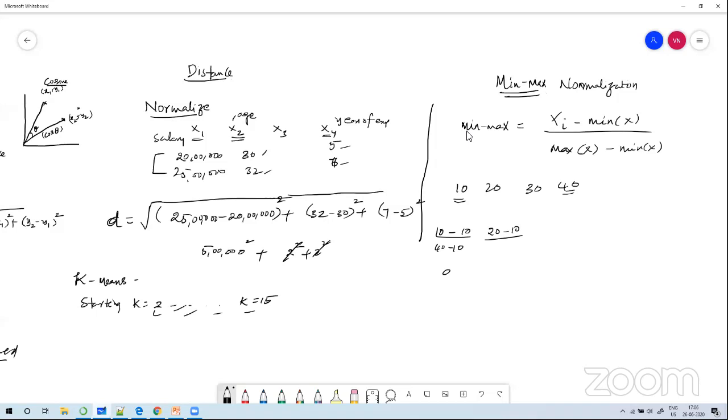For 20, it is 20 minus 10 divided by 40 minus 10, so that's 10 divided by 30. For 30, it is 30 minus 10 divided by 40 minus 10, so this is 20 divided by 30. And for 40, it is 40 minus 10 divided by 40 minus 10, so that's 30 divided by 30. So this is 0, this is 0.33, this is 0.66, and this is 1. So in min-max normalization, no matter how the original values look, the min-max values would always be between 0 and 1.